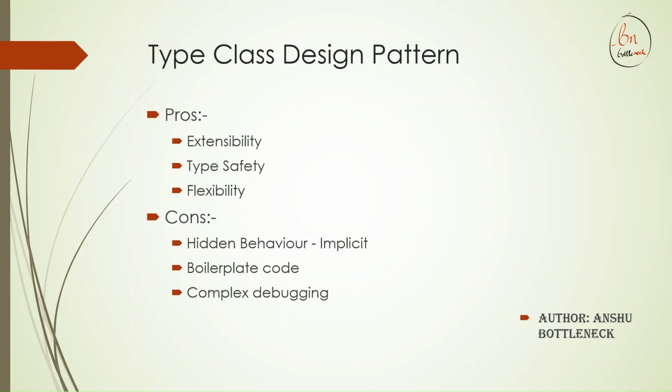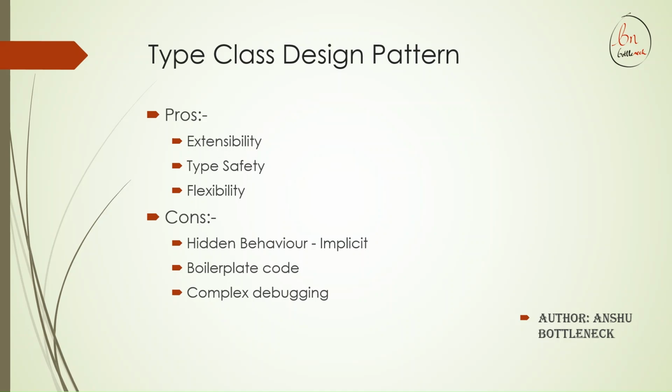Now the pros and cons. As we see, it is extensible because we are enriching the type. It is type safe because we are enabling compile-time checks, and it makes code more flexible. Once we deal with method overloading or lifting, we will see how it makes code more flexible. But there are some cons, like hidden behavior.